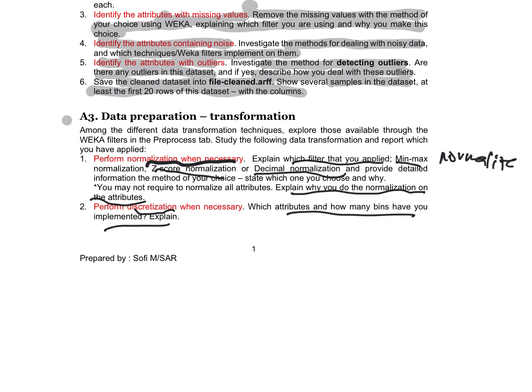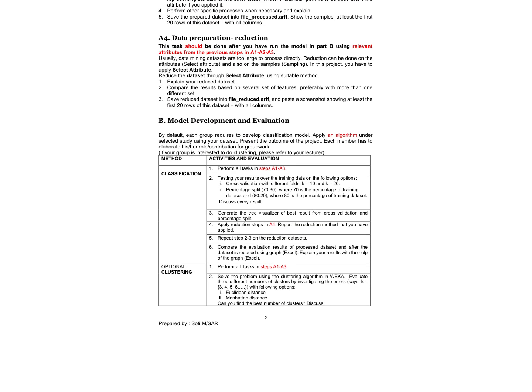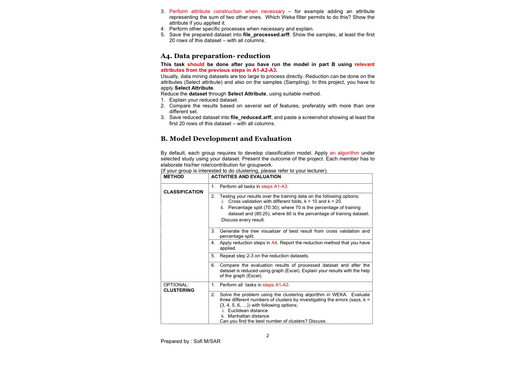So which attribute and how many bins have you implemented? Explain. So kalau you pakai filter, tunjuk you pakai filter. Kalau you tak pakai filter, tunjuk you tak pakai filter. Kalau you pakai filter, you tukar dalam Excel, show it. Maknanya tunjuk before and after. Okay. And then ada A4. Itu task je lah. Ada 4 task semua sekali.